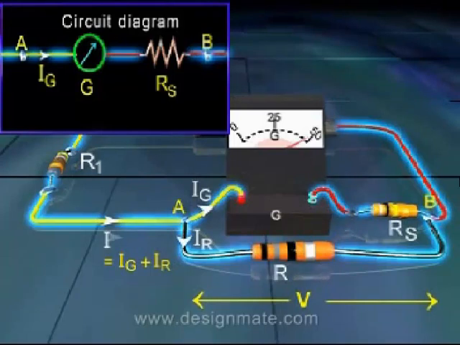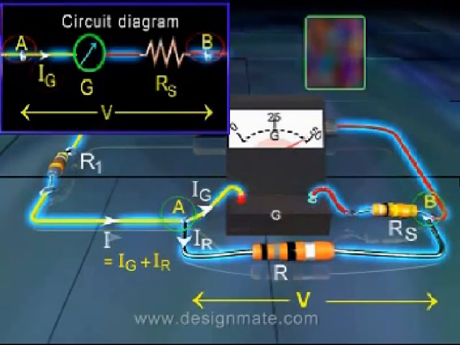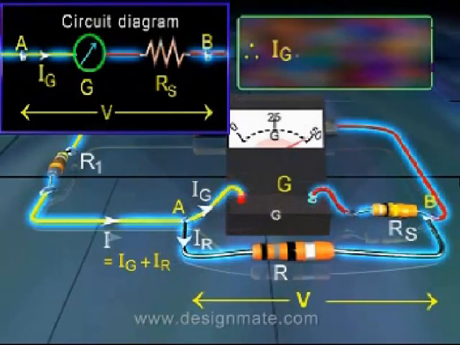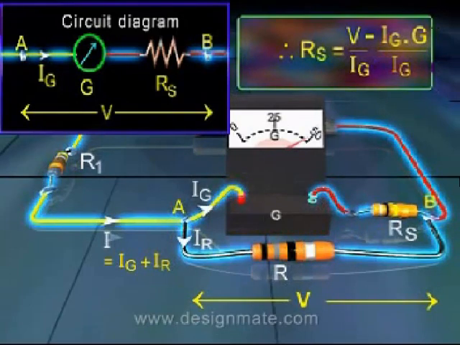If the voltage difference between A and B in the circuit shown is V, then connecting the galvanometer and the resistance Rs in series across A and B should give the current Ig through the galvanometer. Therefore, Ig × G + Ig × Rs = V. Therefore, Rs = V/Ig − G.